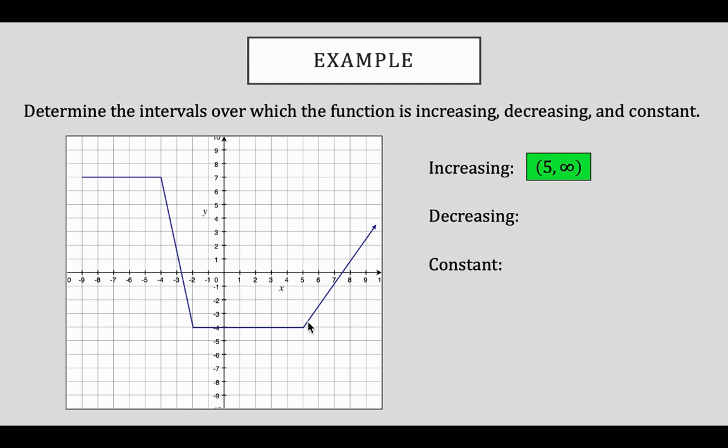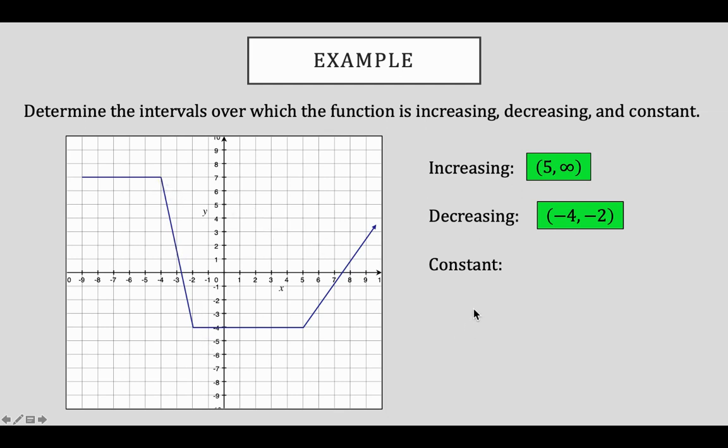All right, decreasing. That means that the graph is going down as we move from left to right. Well, where is the graph going down as we move from left to right? In this portion of the graph right here. Over what x values does that occur? Well, that occurs between x equals -4 and x equals -2. So that means our answer for decreasing would be parentheses -4, comma -2 with parentheses. Again, the endpoints here can never be included. We're always going to use parentheses.